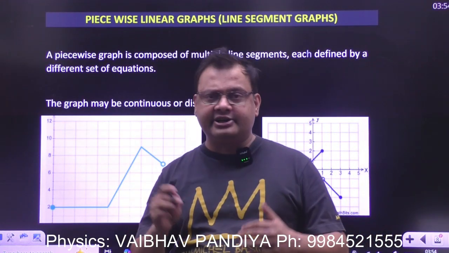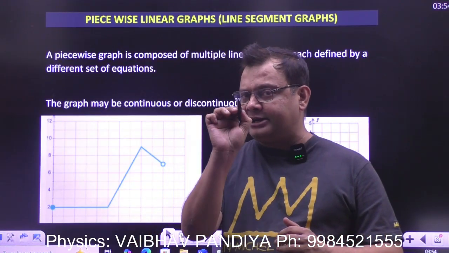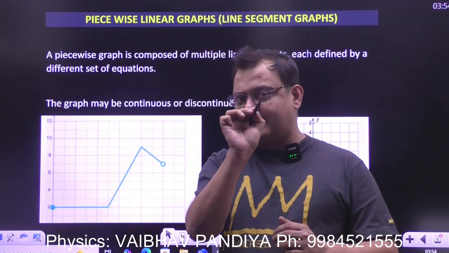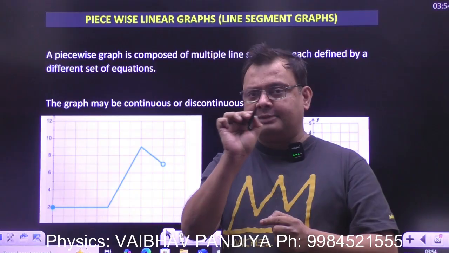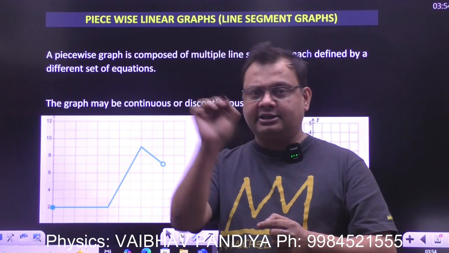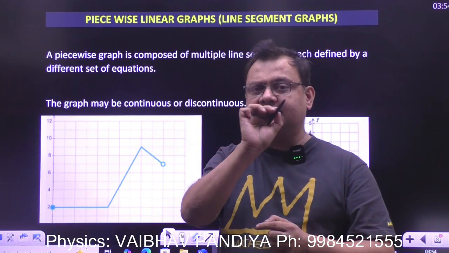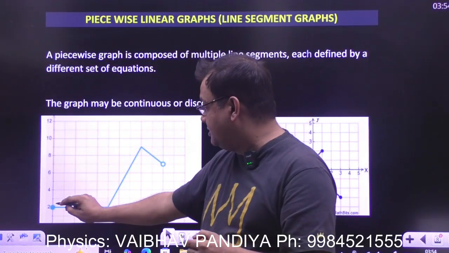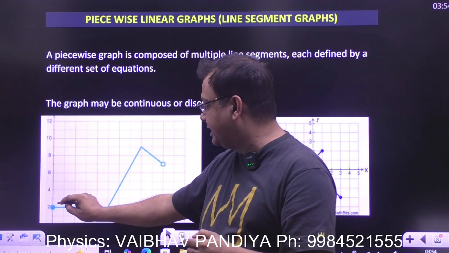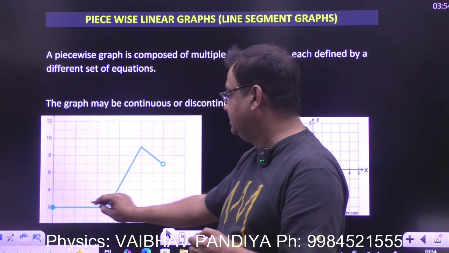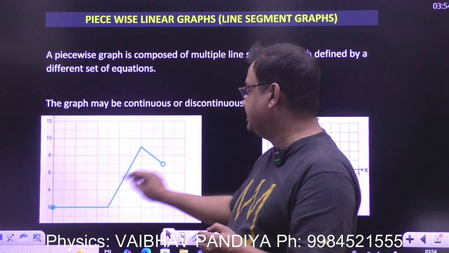What is the meaning of continuity? Suppose you are keeping a pen on the graph and you are traveling with the tip of the pen and the pen is never leaving the graph. You need not pick up the pen. Then we say the graph is continuous. Like in this figure, this light blue graph is continuous in nature. It has no breaking point anywhere till the end.